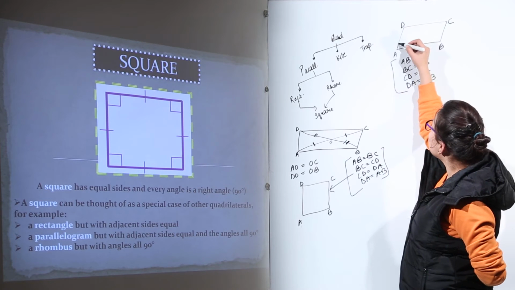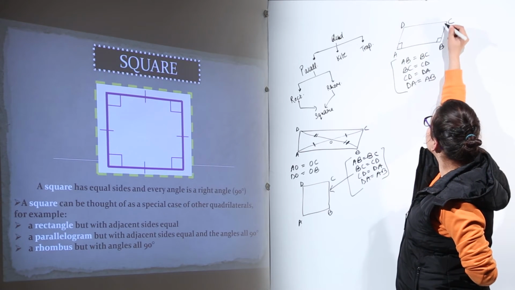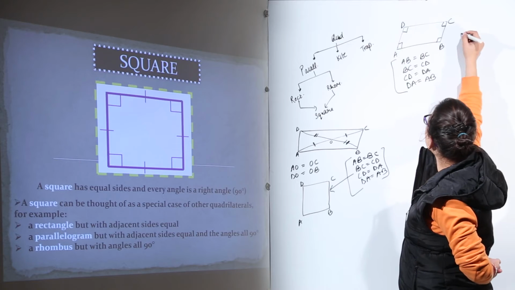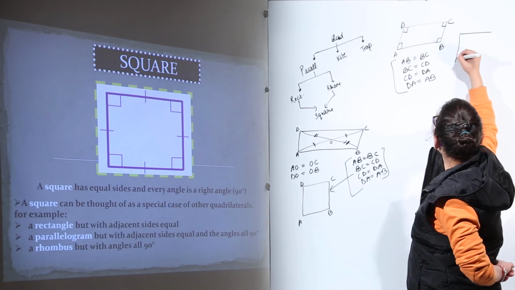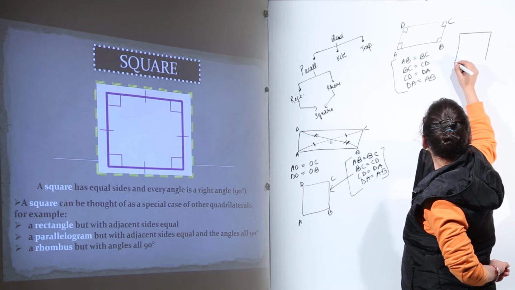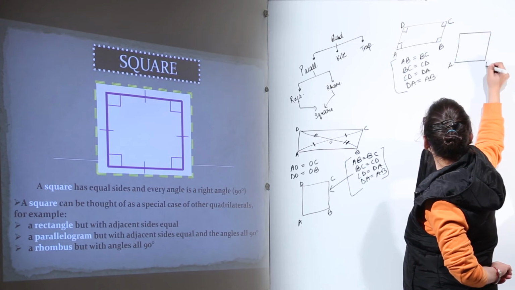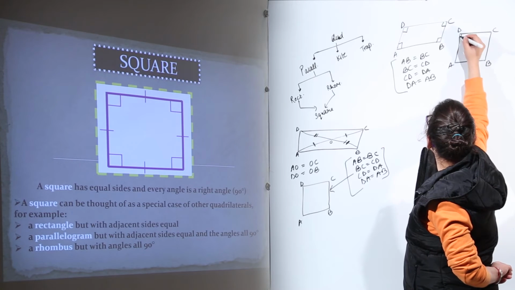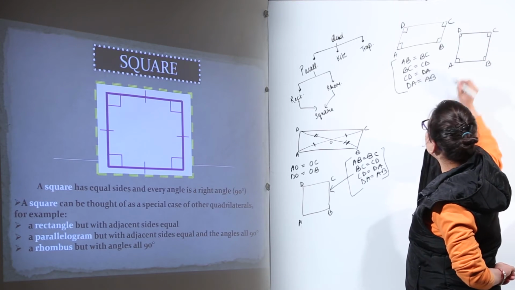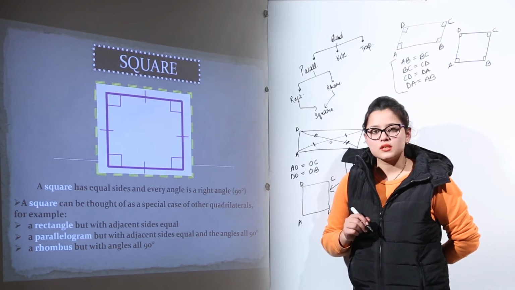Also, if all the angles of a parallelogram become 90 degrees. Now can you tell me how is that possible? A parallelogram will become a square if all its sides are equal, right? And all its angles become 90 degrees each. Then we can say that it will form a square.